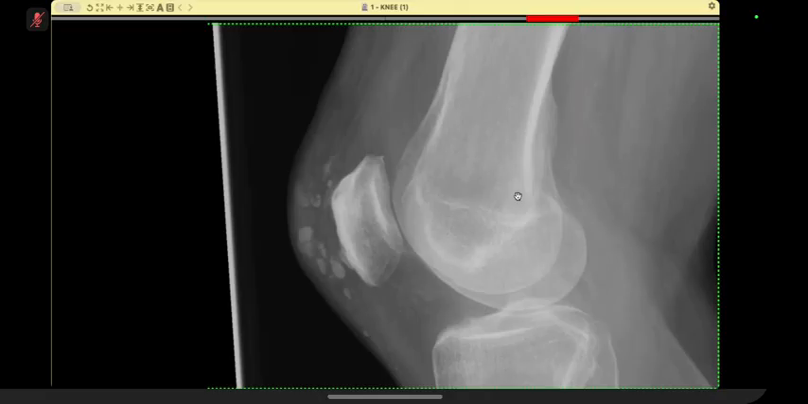The density of these foci is not comparable with bone, but this can be within the tendon also, or within the soft tissues. I'm thinking that.